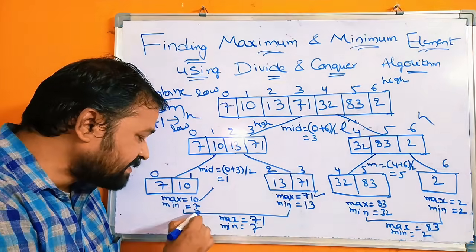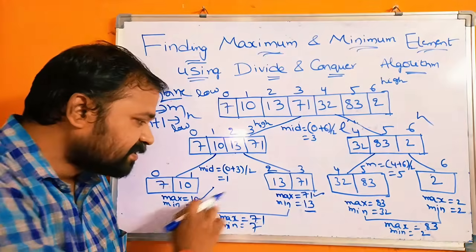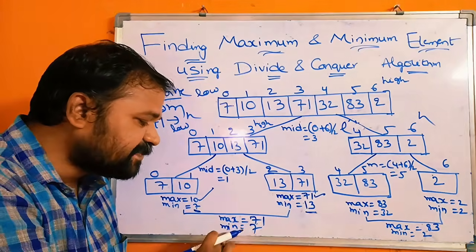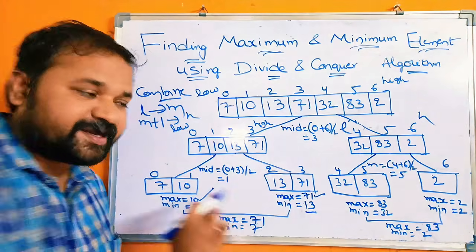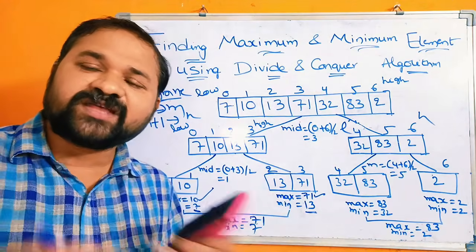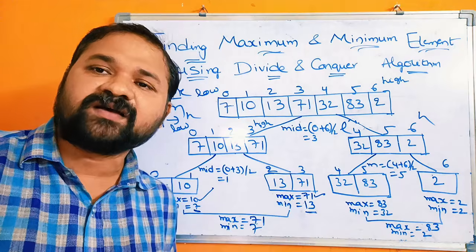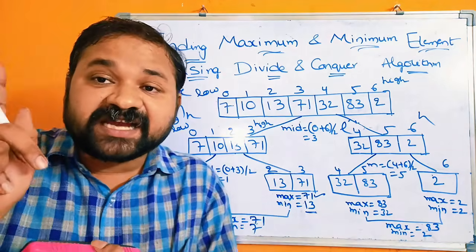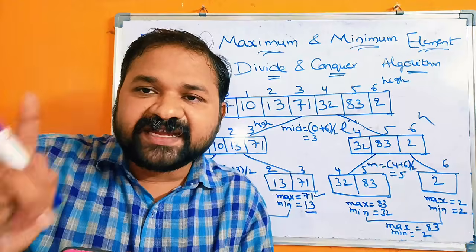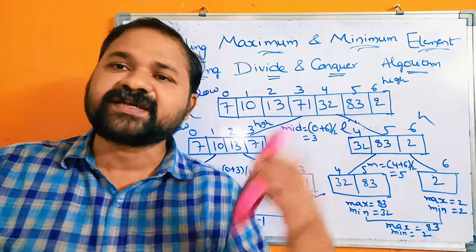Next you compare this list's minimum element with this list's minimum element. So out of 7 and 13, which is the minimum element? 7 is the minimum element. Okay. So if we have two elements, then one element will become the biggest element and the other element will become the smallest element. If the list contains only one element, then that element will become both biggest and smallest element.